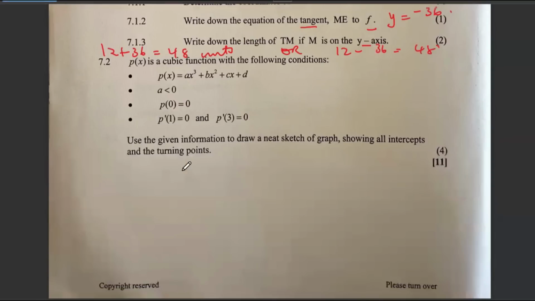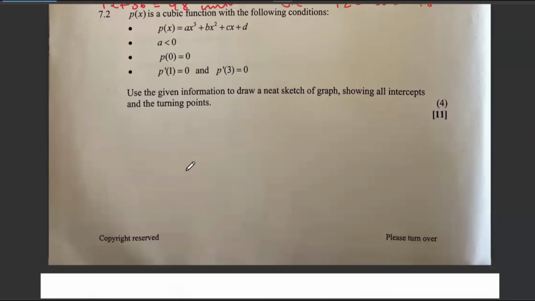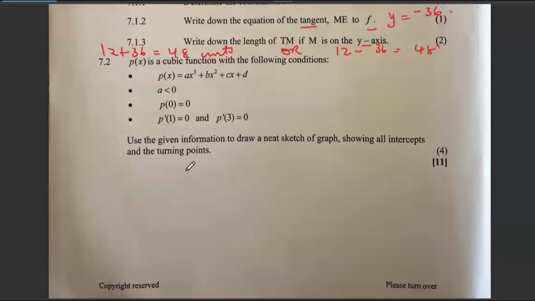7.2, we have a description of a function, and then they want us to sketch the function. All right. So P is a cubic function with the following conditions. The shape of a cubic can be like that, or it can be in that sort of format, okay? So A is less than 0, meaning that this is the correct shape to go with. Then P of 0 is 0. What does that mean? When x is 0, y is also 0, meaning that this graph is passing through the origin. And then the first derivative of 1 is 0.